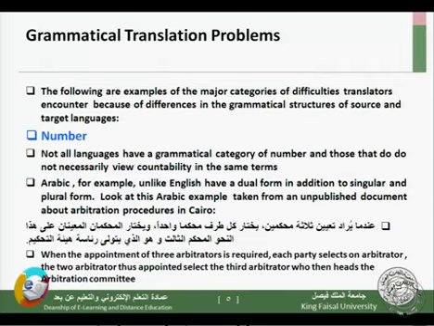Now, Arabic, for example, unlike English, has a dual form. In Arabic, we have a dual form in addition to singular and plural. English doesn't have a dual form. Oh, I know you would say, all right, they say two, but it doesn't work like this. Now we have this example, taken from an unpublished document about arbitration procedures in Cairo.